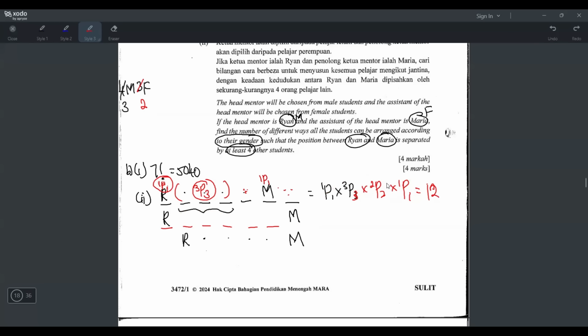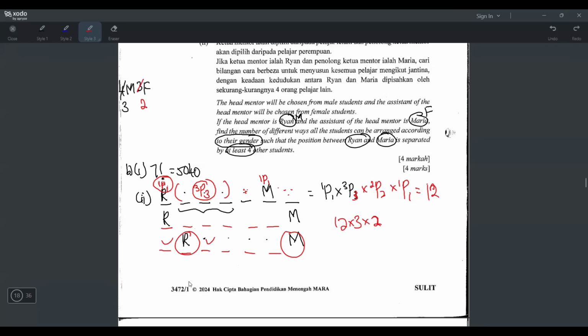So if you malas, you don't have to do everything again. And then for the third one also, it will be the same also. It will be 1P1 times 1P1 and then 3P3 and then 2P2. Yeah, it's the same. So you will just take this whole thing, this 12 times with 3. But I told you just now, it can also be Maria on the left side, Ryan on the right side, right? So you have to times 2. Okay?